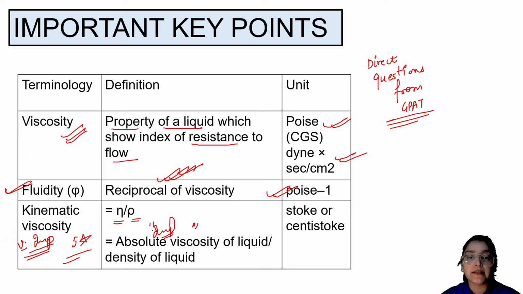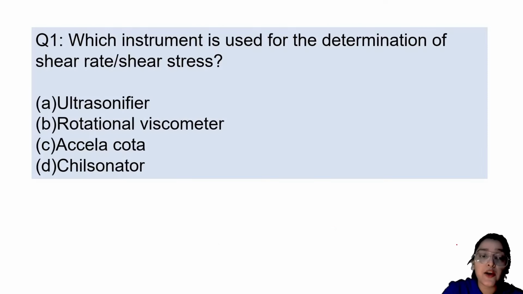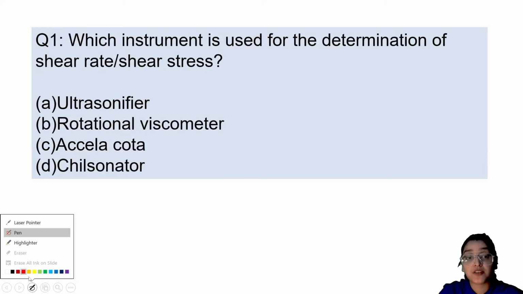Very important. It is the ratio of absolute viscosity upon the density of liquid. The unit for the same is the Stokes or the centistokes. From here only a lot of questions will be asked, so please try to memorize them as much as possible, especially the kinematic viscosity one. Now we will move to the questions part. I hope you will be able to answer these questions right away.